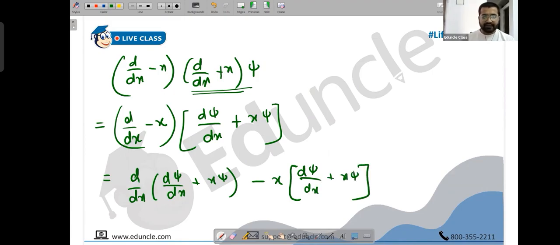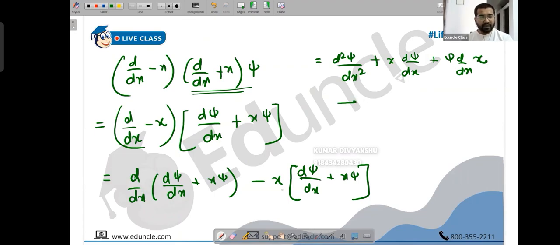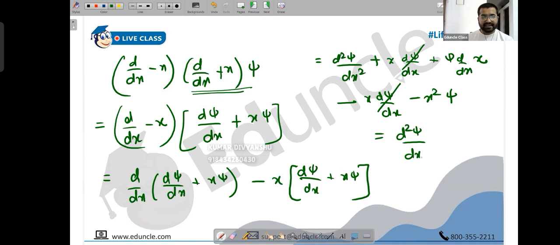Okay. So let's calculate what we have. This is equal to d square psi upon dx square plus, now people, you have the product rule if you realize here. Derivative of x into psi. First constant, derivative of second, plus second constant, derivative of first. So x constant derivative of psi plus psi constant derivative of x. I hope you are with me. Tell me if not. Minus x into d psi by dx. Minus x into x is x square psi. What do we see? x d psi by dx and x d psi by dx cancelled. We have got d square psi upon dx square. Then we have plus psi, derivative of x with respect to x is 1, minus x square psi. People, if you take psi common, what do we have? d square by dx square plus 1 minus x square, psi.